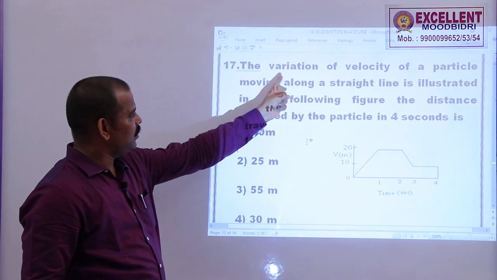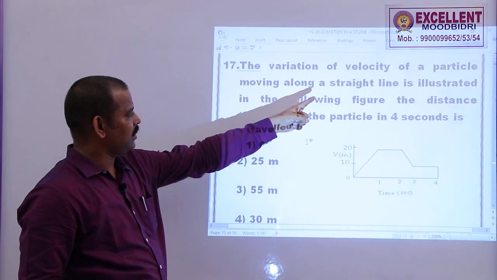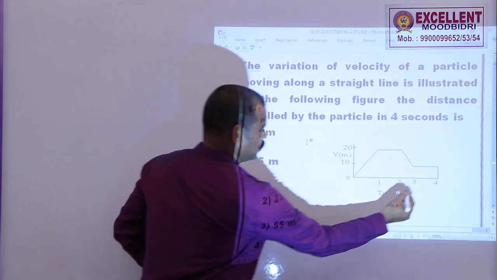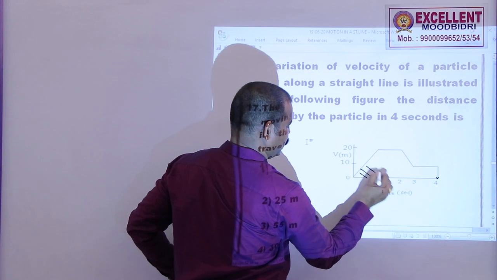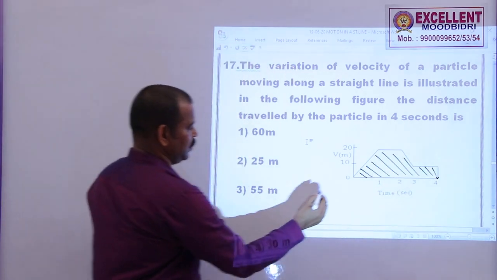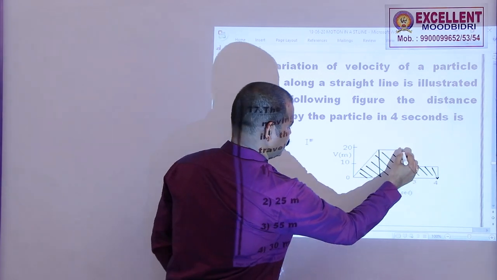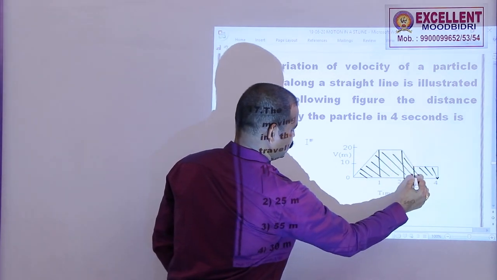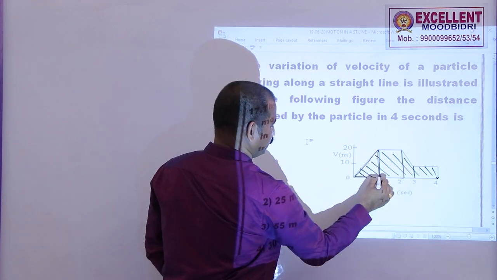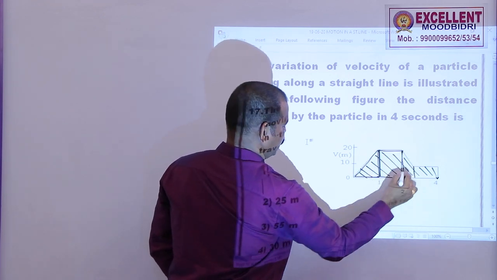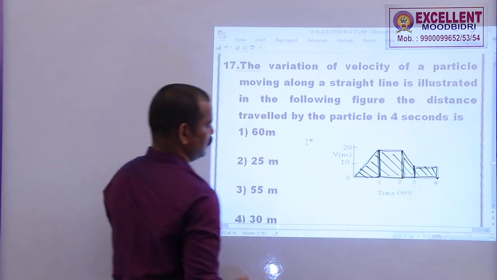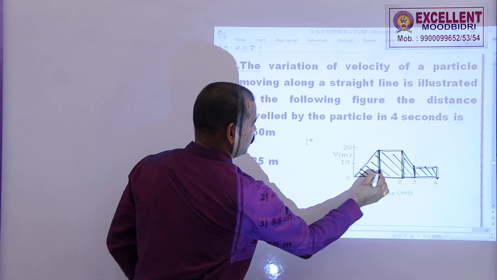Question 17: the variation of velocity of a particle moving along a straight line is illustrated in the following figure. Find the distance travelled by the particle in 4 seconds. We know that the area under the v-t graph gives the displacement. So here let me divide this into parts, 1, 2, 3, so that in total we get 4 parts. What is the area of this triangle? What is the area of this rectangle? This is a trapezium and this is one more rectangle. So first let me take this one.